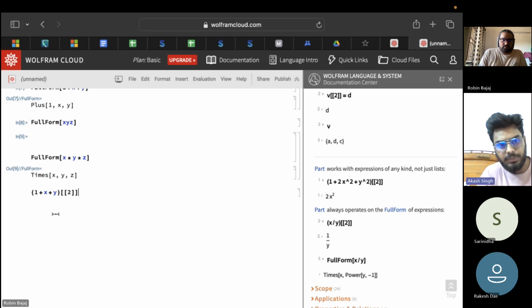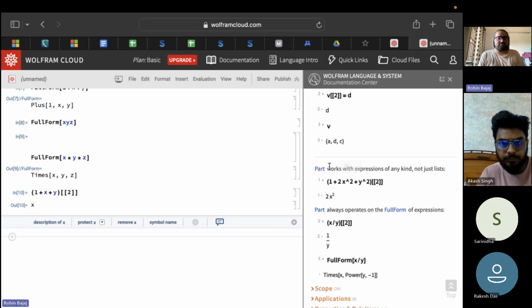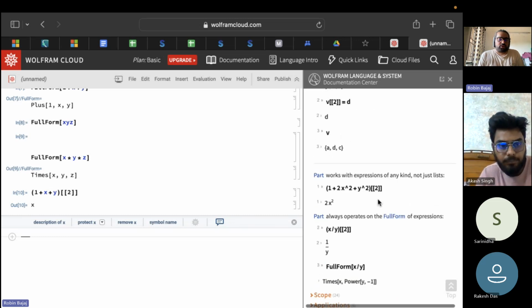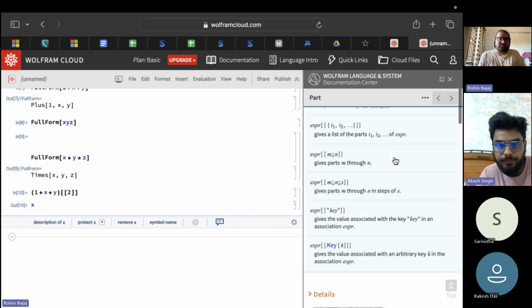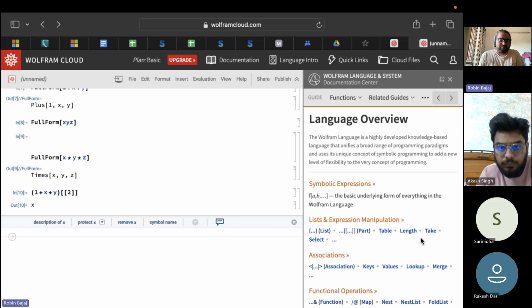Sir, 1 plus x plus y. No, it should be x. So what I tried to say is that this Part doesn't only work with lists, it also works with expressions. That's what this documentation says. You have to go through every part of this documentation very carefully to get the hang of this language. Is that clear? Yes, sir.